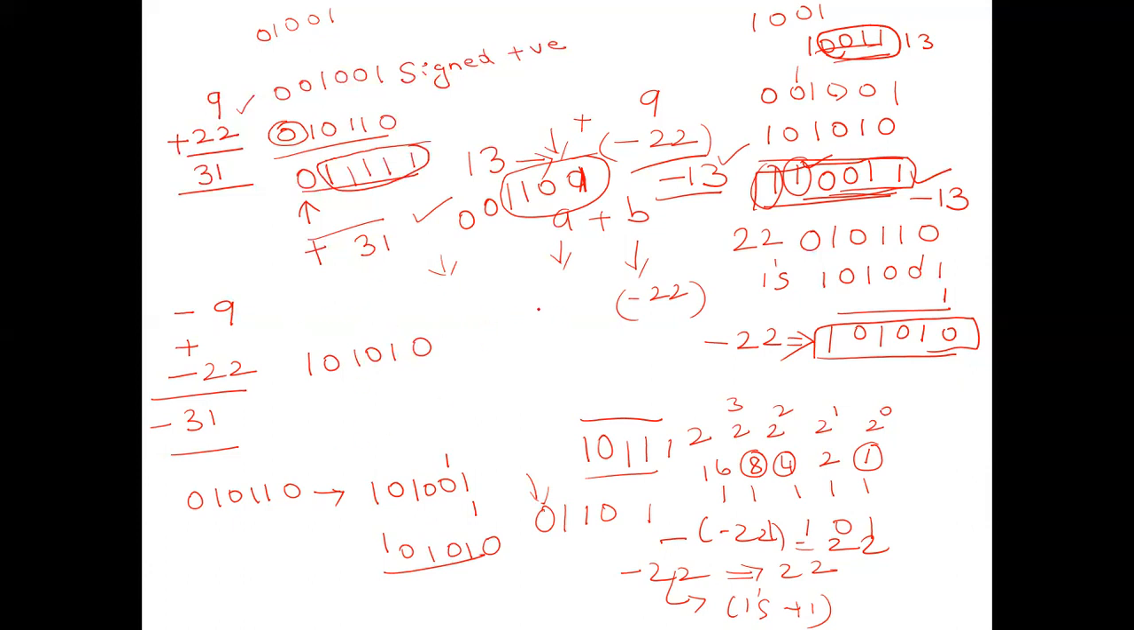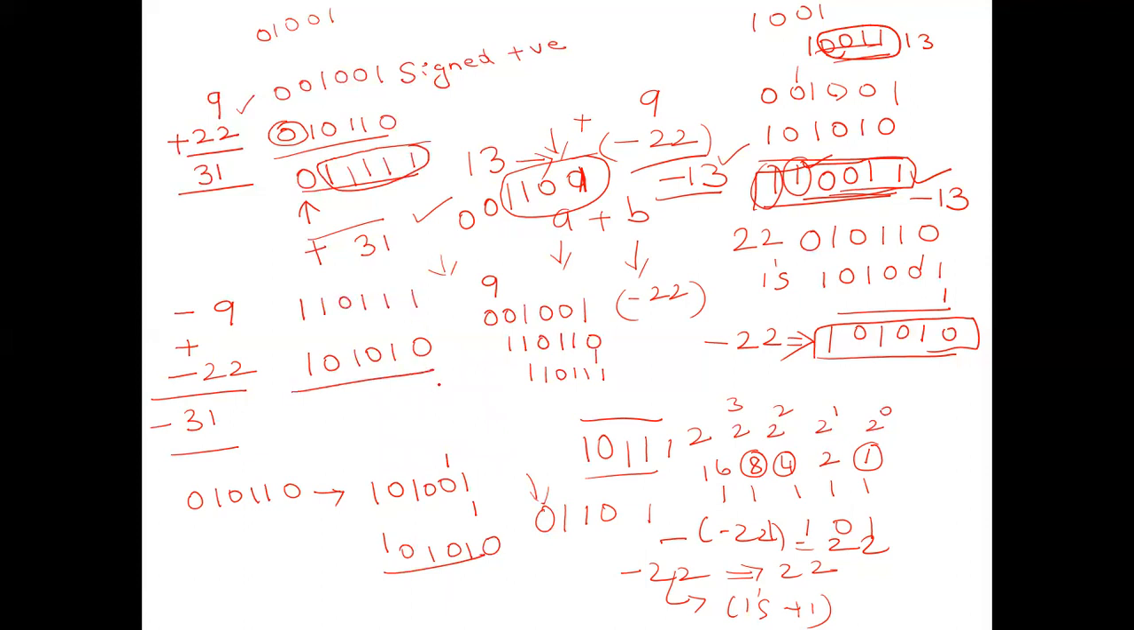Okay, and then minus 9. The maximum number of bits to represent plus 9 is 4, but here this is 6 bits, so I will append 0s. How will you convert it into 1's complement? 110, 1 1 0, and add 1, and you get 1 1 0 1 1 1.